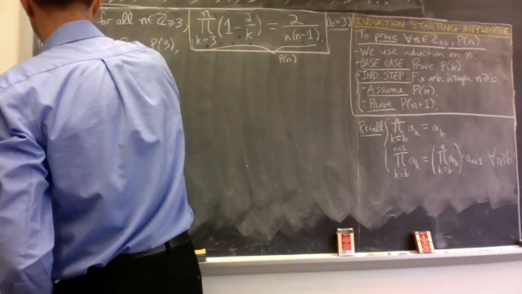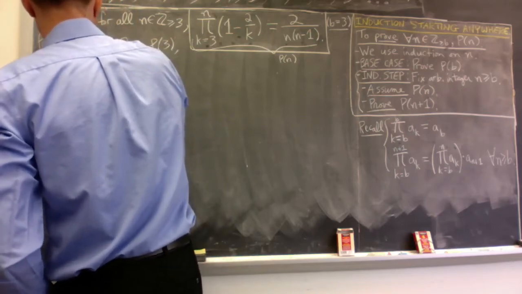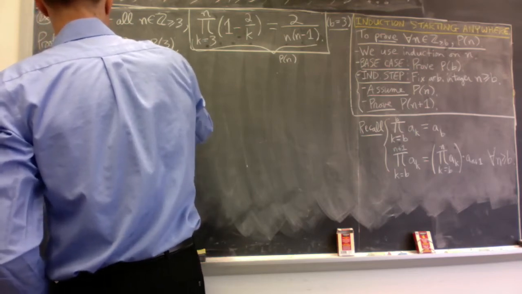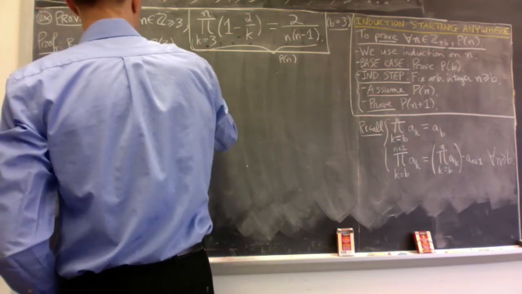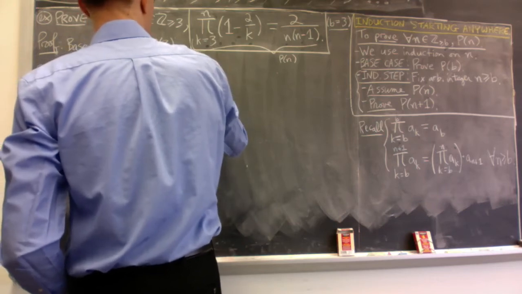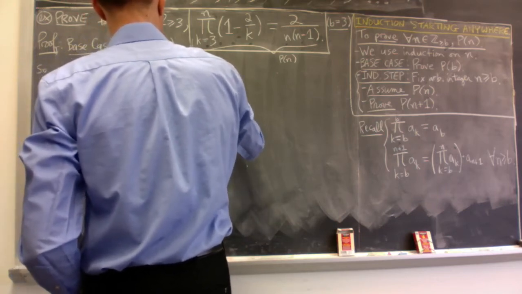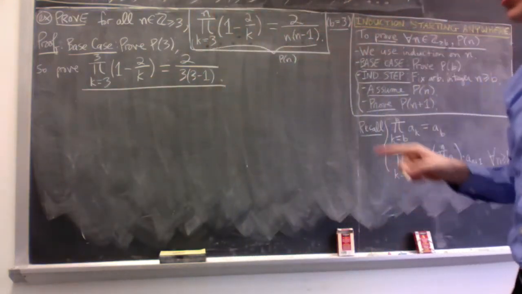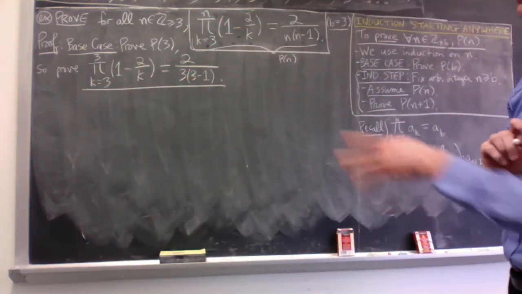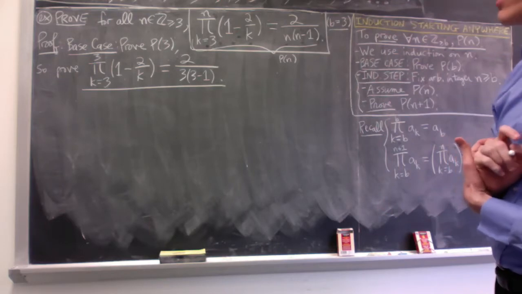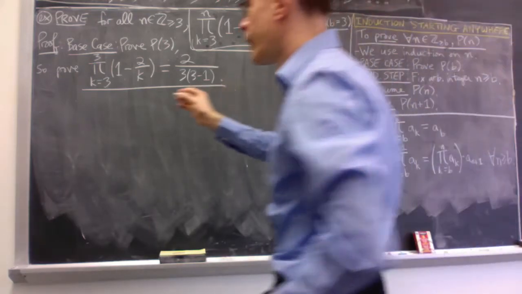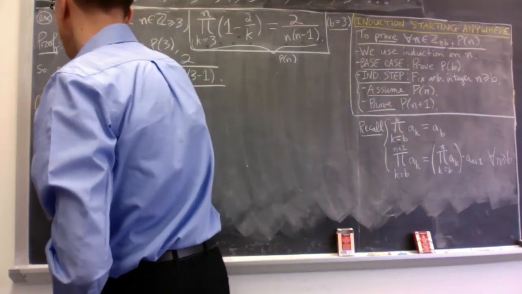And just to write out what that is, product k equals 3 to 3 of 1 minus 2 over k is equal to 2 over quantity 3 times 3 minus 1. And I'm not going to simplify anything at all, so just substituting n equals 3, and the proof will do the simplifying. So let's do that.